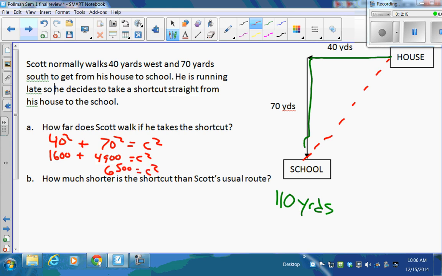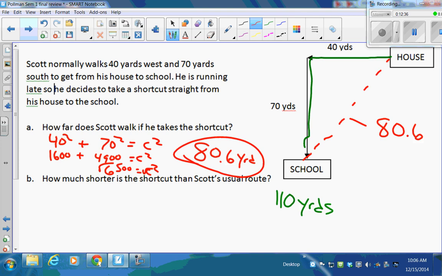Now, the opposite of squared is to square root to get c by itself. If I take the square root of 6,500, his new route is 80.6 yards. This route right here, he goes 80.6 yards. Got it? That's how you find the shortcut.